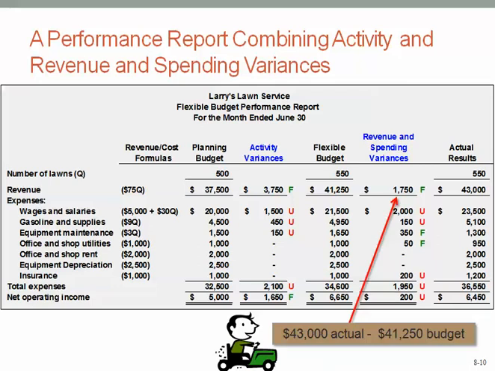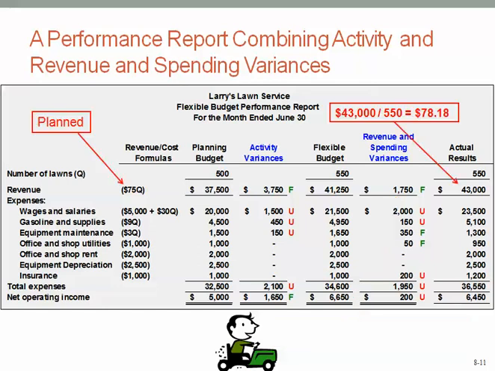In the case of our lawn service, we had a revenue variance of $1,750, and that's the difference between our $43,000 actual and our $41,250 flexible budget. In terms of why did it happen? Well, originally we had planned $75 per lawn, but it turns out we were able to charge on average a higher price, and we can calculate that price by taking the 43,000 actual revenues divided by 550 lawns. So we had a favorable revenue variance because our actual pricing was higher than our planned pricing.